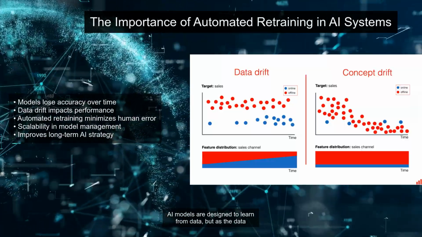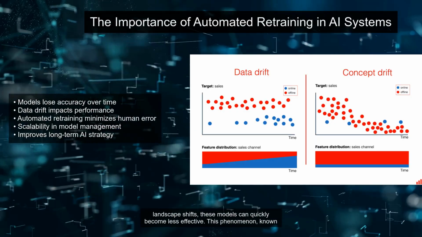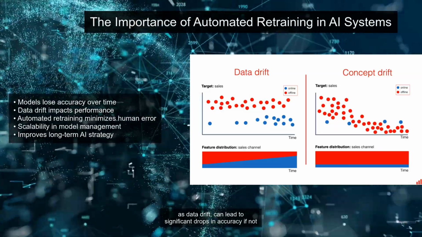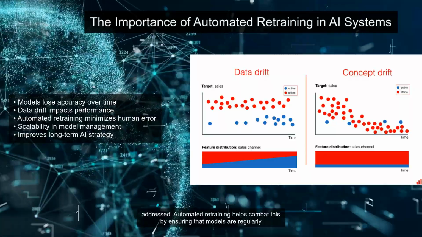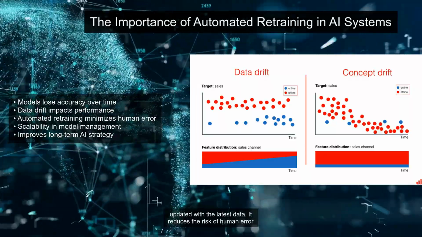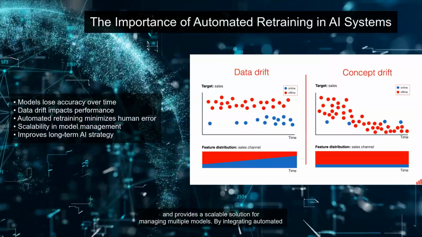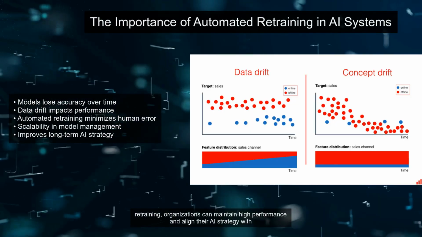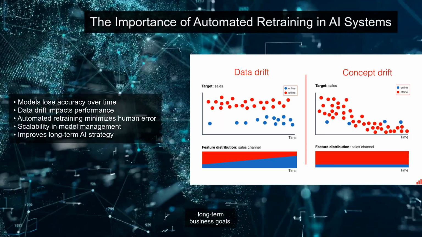AI models are designed to learn from data, but as the data landscape shifts, these models can quickly become less effective. This phenomenon, known as data drift, can lead to significant drops in accuracy if not addressed. Automated retraining helps combat this by ensuring that models are regularly updated with the latest data. It reduces the risk of human error and provides a scalable solution for managing multiple models. By integrating automated retraining, organizations can maintain high performance and align their AI strategy with long-term business goals.